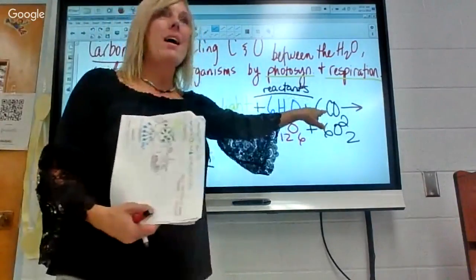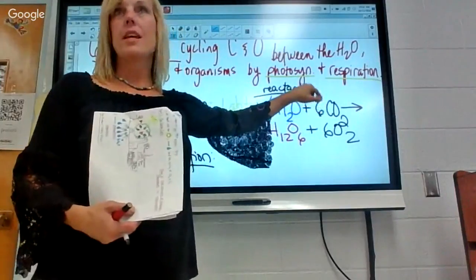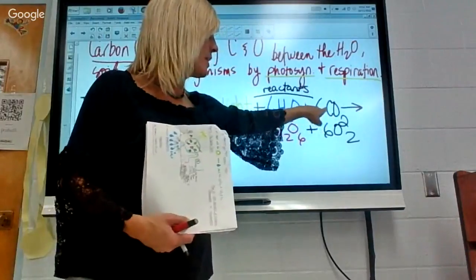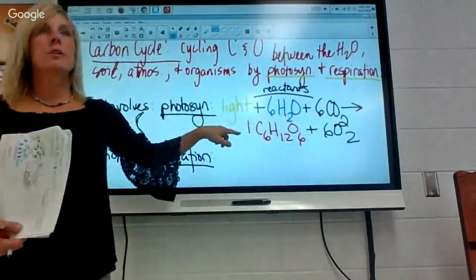So when you breathe out waste product, 6 CO2, look at that. So 6 carbons. How many are in sugar? 1.